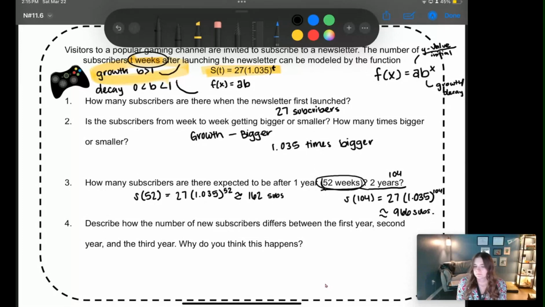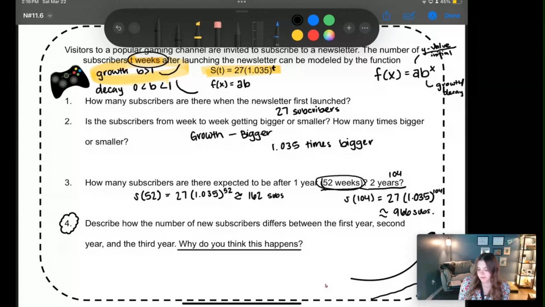Okay, look at number 4. Number 4, I'm actually going to have you try on your own. It says, describe how the number of new subscribers differs between the first year, second year, and the third year. Why do you think this happens? So I want to see what your opinion is. I want to see what you think. But think about it like this. Exponential growth is where it grows really, really big for a long time, right? It goes up and up and up at a crazy rate, as opposed to just steadily going up for a little bit, right? Think about that when you're trying this one on your own. But I want to see in your own words what you think is going on there.